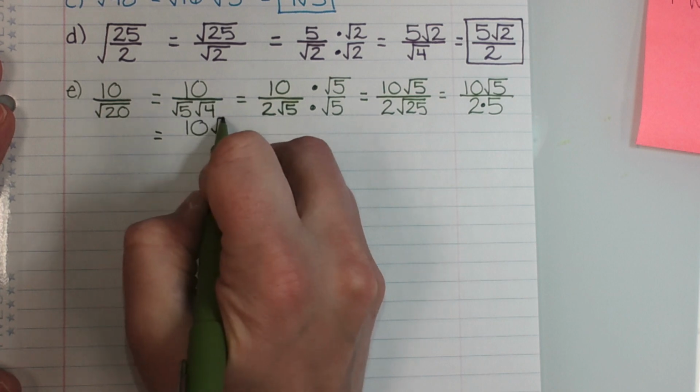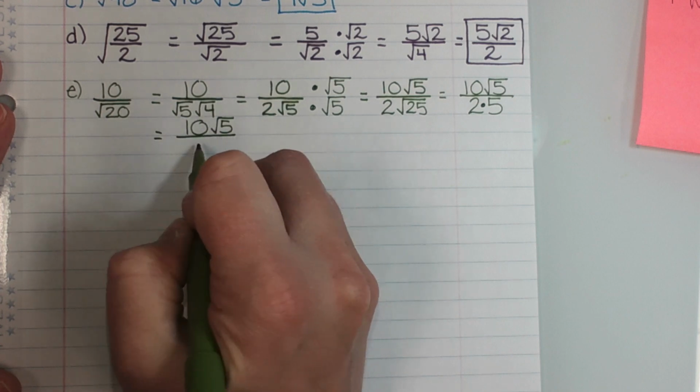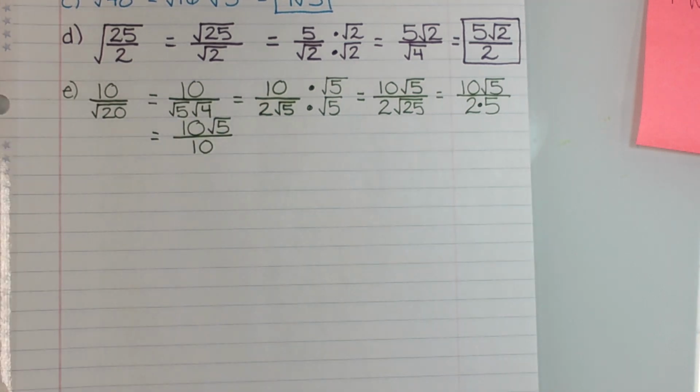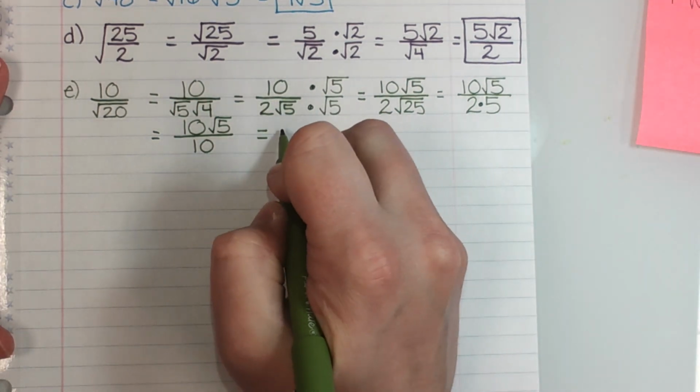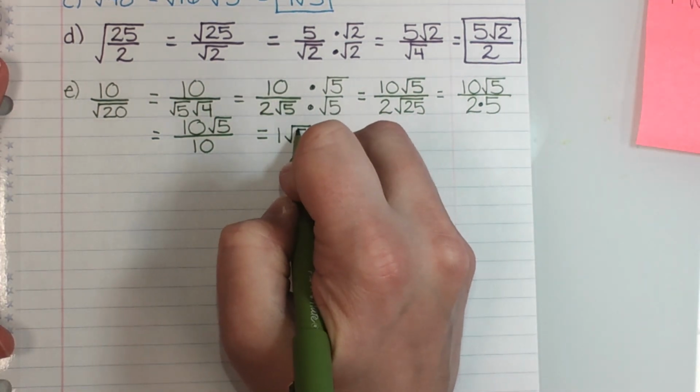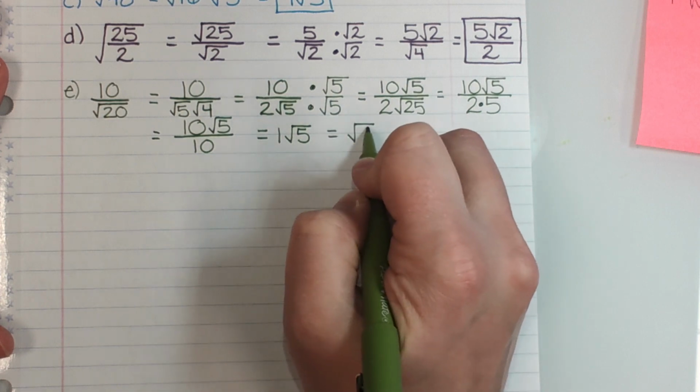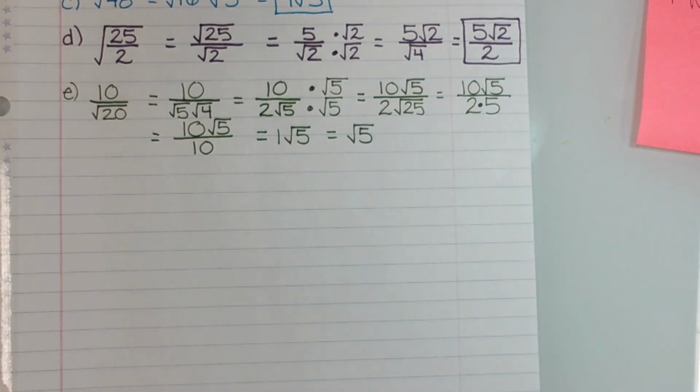Okay, 10 square roots of 5 over 10. Can I simplify it? Yes. 10 over 10 turns into a 1. 1 square root of 5, also known as just square root of 5. Are there steps we could have skipped in this process? Absolutely. Am I going to write them all out in my notes? Absolutely.